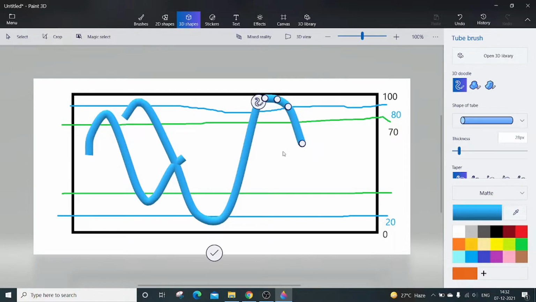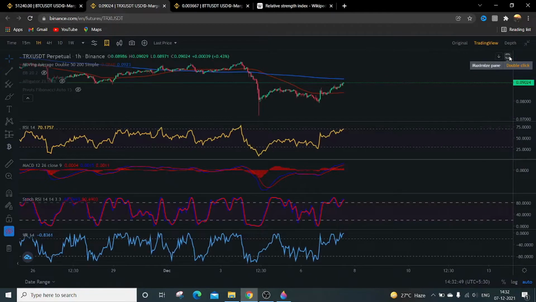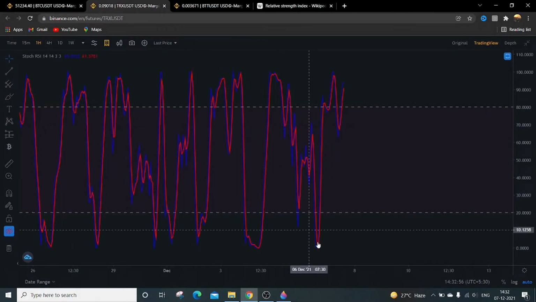But I strongly recommend that you do not use this RSI indicator alone to take a trade. This is just a confirmation. It can be used for confirmation of overbought and oversold conditions, but to take a trade I strongly recommend not using this indicator alone. So I recommend using another technical indicator called stochastic RSI. This is also an oscillating indicator.